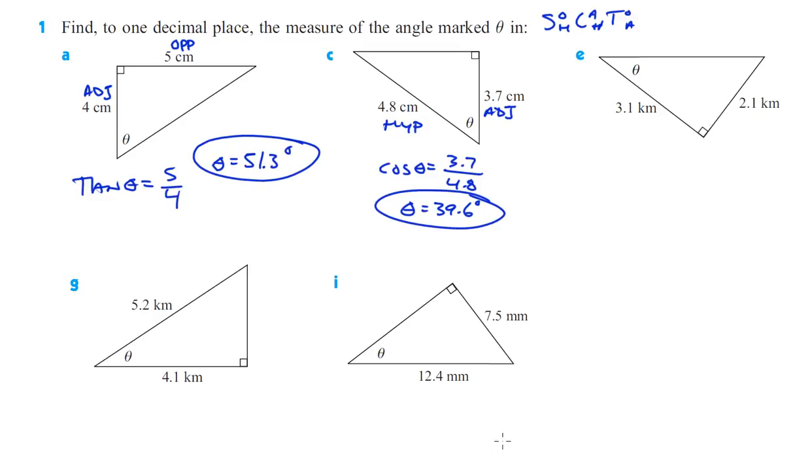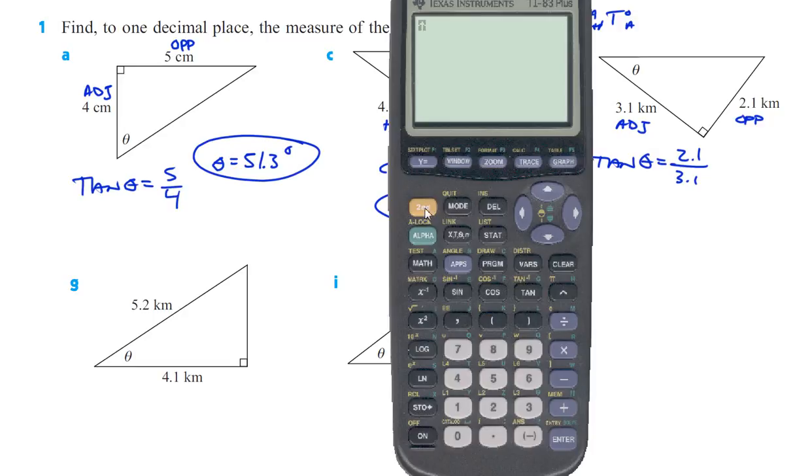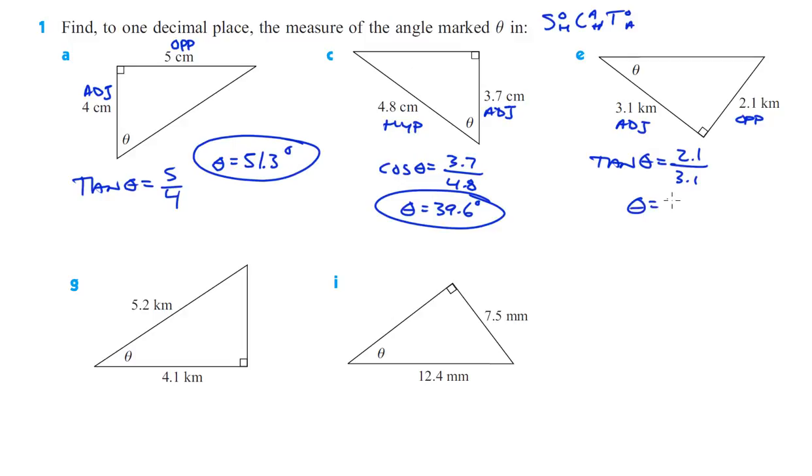All right, so then we can move on to E. All right, so here's our angle. This is the opposite side. This is the adjacent, because that's the hypotenuse. So adjacent and opposite is tangent. So tangent theta is opposite over adjacent. So we've got 2.1 over 3.1. All right. So let's do second tangent, 2.1 divided by 3.1. And that gives us 34.1 degrees.